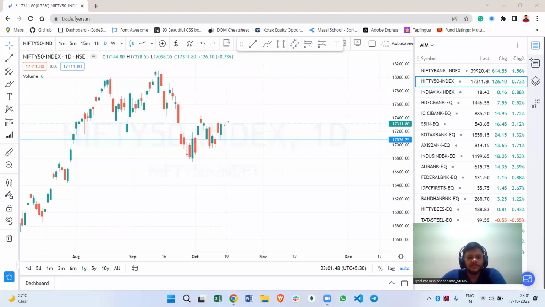Like if it closes around 17,300. If the market tomorrow opens flat or opens gap up, and if it closes above 17,332 to 17,350, then we're going to take a trade for buying. Our first small target will be 17,400, and our next target will be 17,500 approximately. For any selling scenario, it needs to close below 17,250 to 17,200. If it closes below 17,250, then we're going to take a trade for selling, and our target will be 17,100.